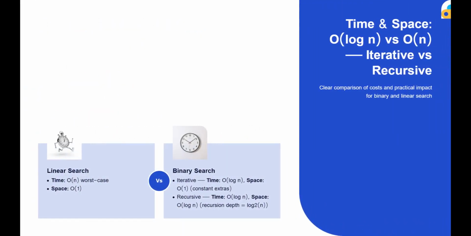Now we will compare the time complexities, more specifically worst cases and space. Linear search worst case time complexity is order of n. For binary search, there are two types. For iterative, it is order of log n. For recursive, it is also order of log n. But what is different? Space complexity for iterative is order of one, and for recursive binary search, space complexity is order of log n.